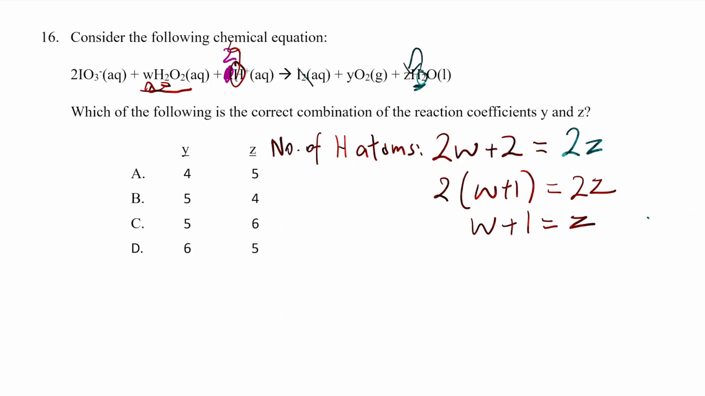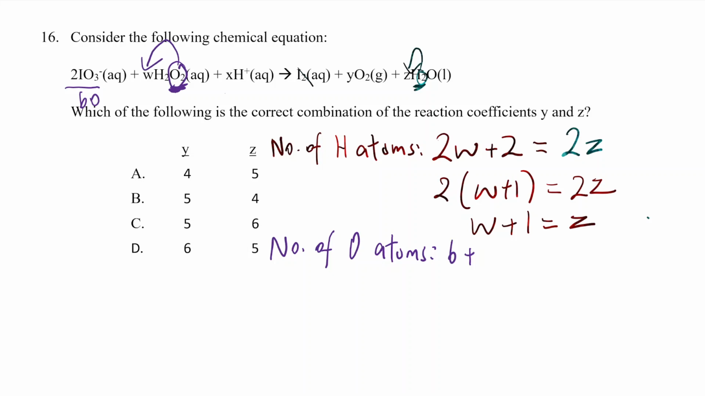Okay, now you do the same thing for number of oxygen atoms. Number of oxygen atoms. So the number of oxygen atoms now would be, on the left-hand side, first off, you have 2IO3. There are 6 oxygen atoms here. So I'm going to write 6. Plus, let's see any more on the left-hand side. Here, for WH2O2, I have 2. So you can do 2 times W. And no more. Okay, so this is on the left-hand side. And remember, it's going to be equal to whatever there is on the right-hand side.